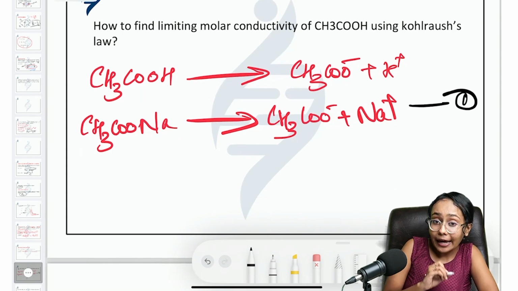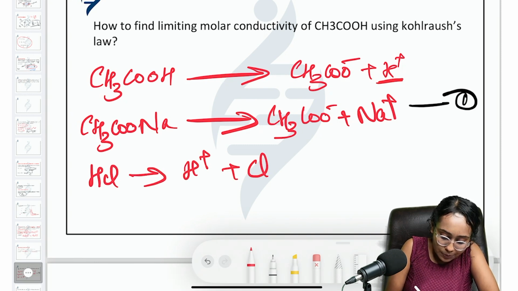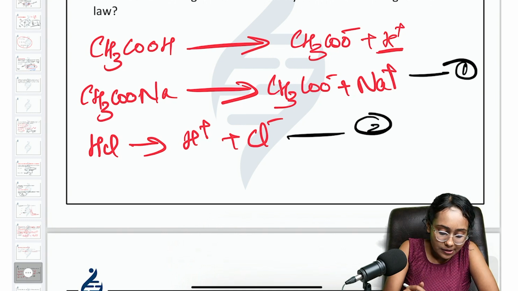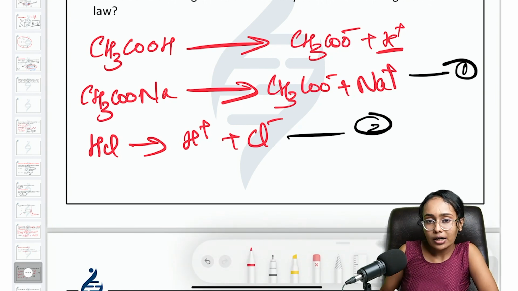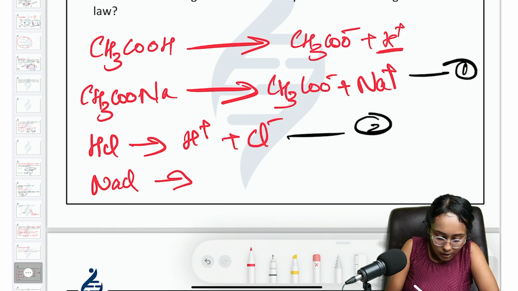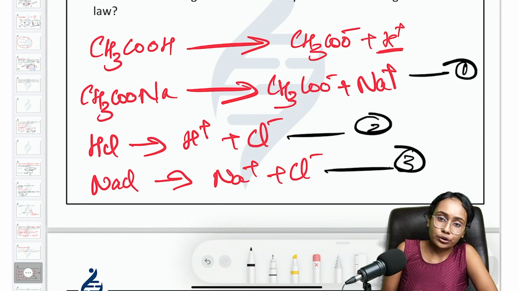Now I need to supply H plus. How do I get H plus? So for H plus I use HCl. It gives H plus and Cl minus. And this is my second equation. Now, in the first equation, I have Na plus in extra, and in the second equation, I have Cl minus in extra. So I need to eliminate both. I use NaCl, which means Na plus and Cl minus. This is the third equation.